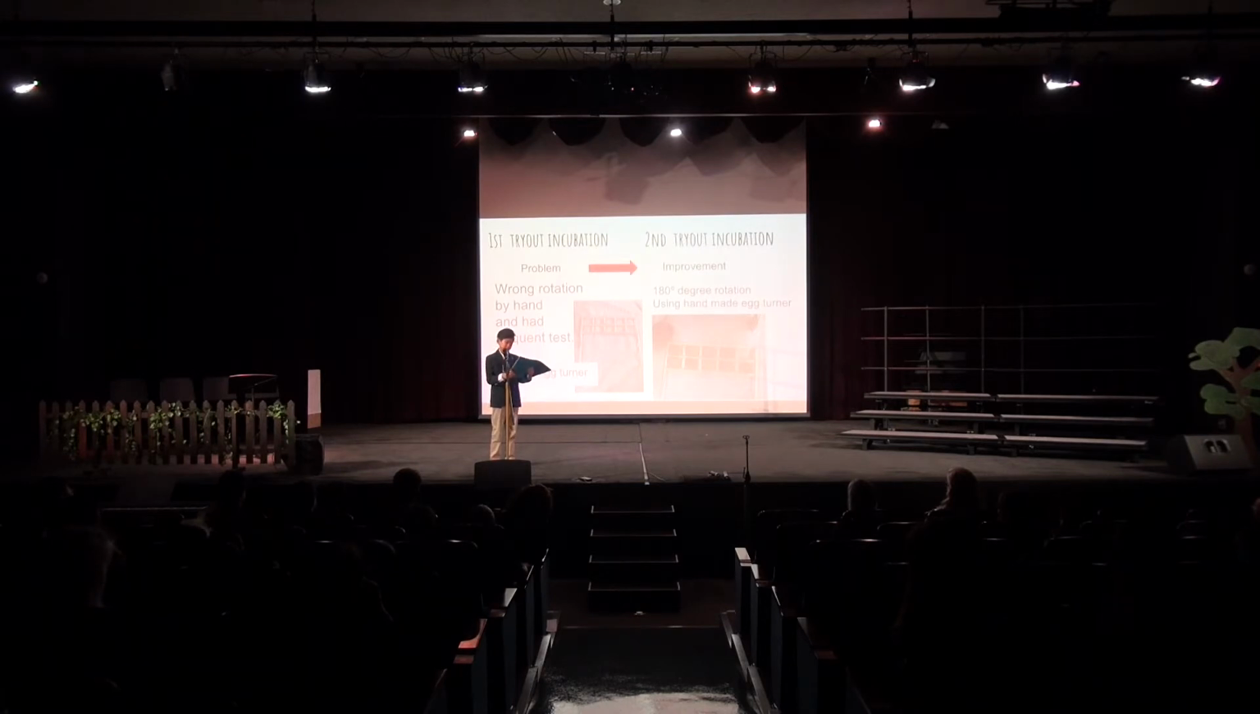Second, wrong rotation. I didn't turn my eggs in the correct direction. The direction was 180 degrees, not 90. The chicks died because the yolk sac got stuck to the shell because I didn't turn my eggs correctly. I made an egg turner with wood sticks and I marked my eggs X and O so I could determine which eggs I turned 180 degrees.